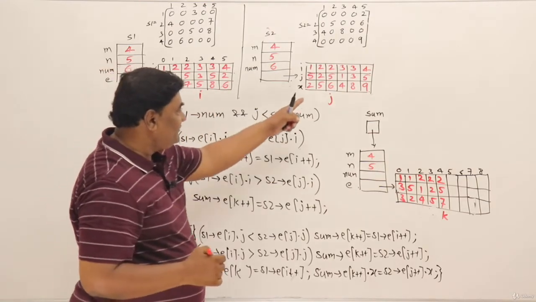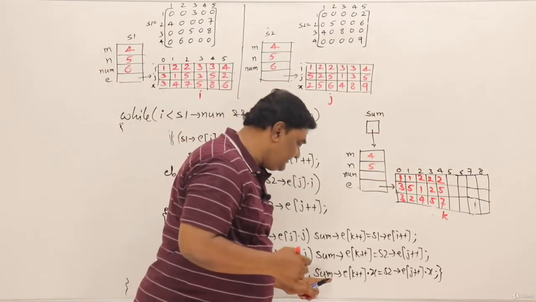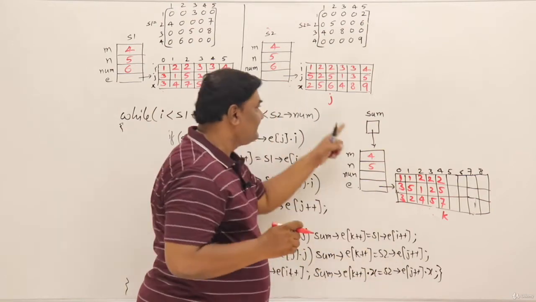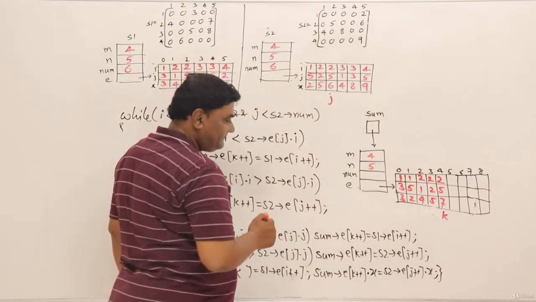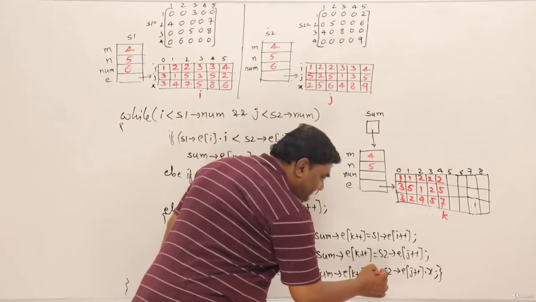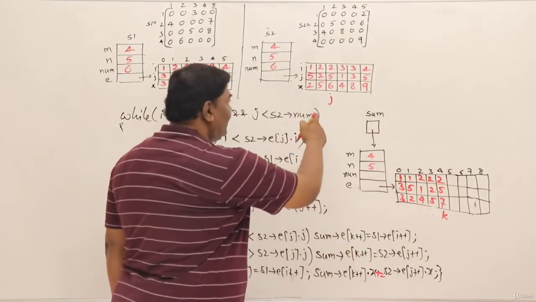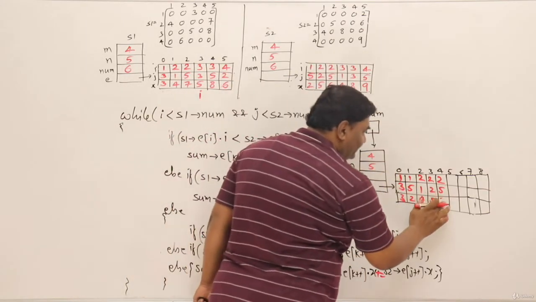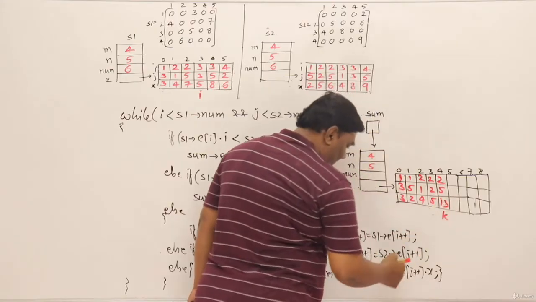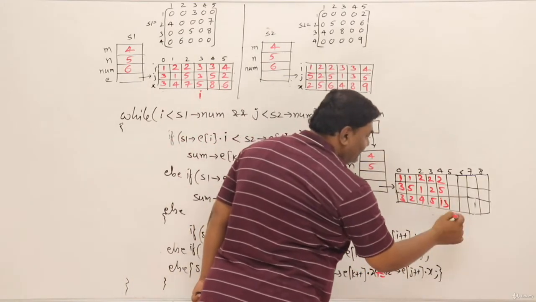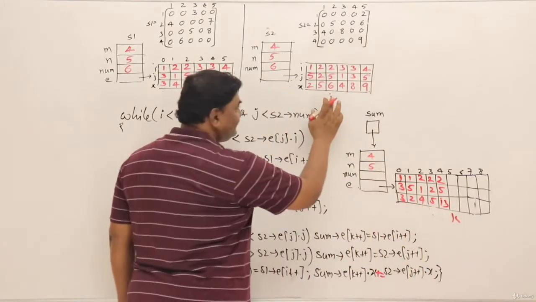But that value should also be added. So here I am adding in X the value of this one, with a plus sign. So this value, 6, is added to this one. So this becomes 13, and K is incremented as well as J is incremented.